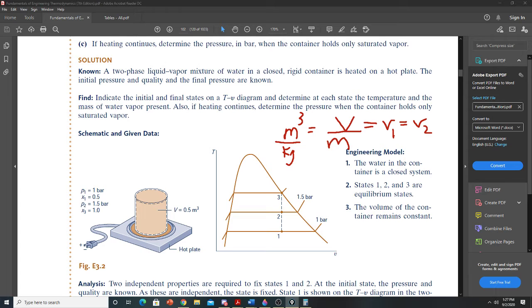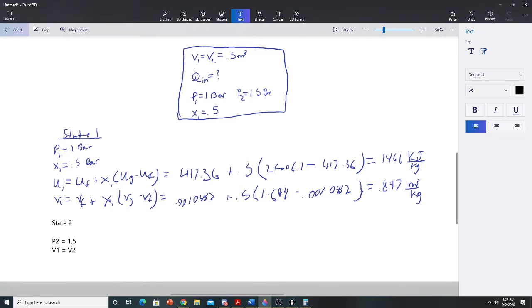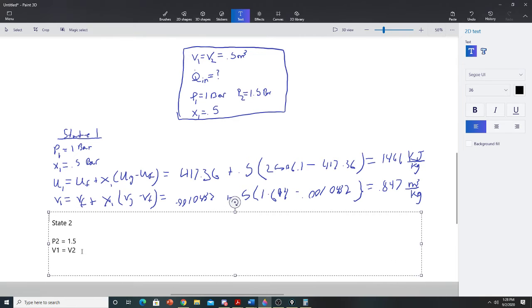All right, so I'm going to go ahead and erase this. And now that we figured that one out, let's move on. So I'm going to write something else as a known, right? So let's go through here. Little v1 is equal to v2, which is equal to our number of 0.847 meters cubed per kilogram.